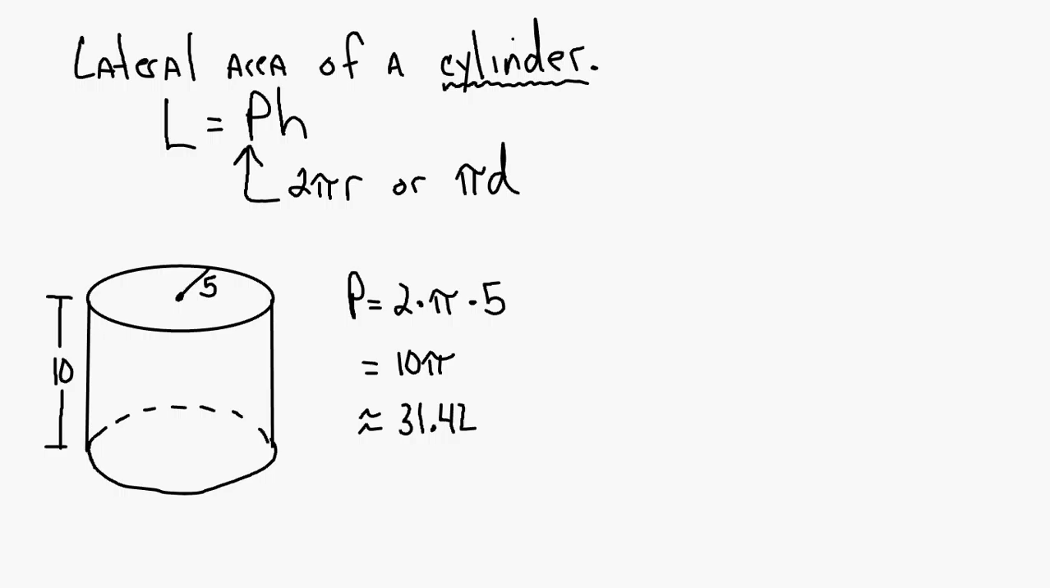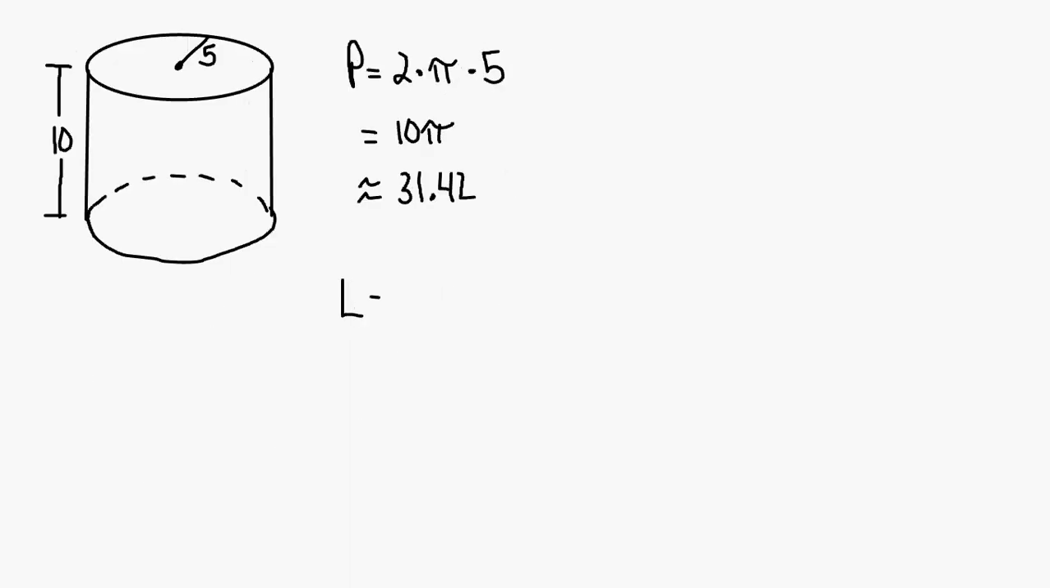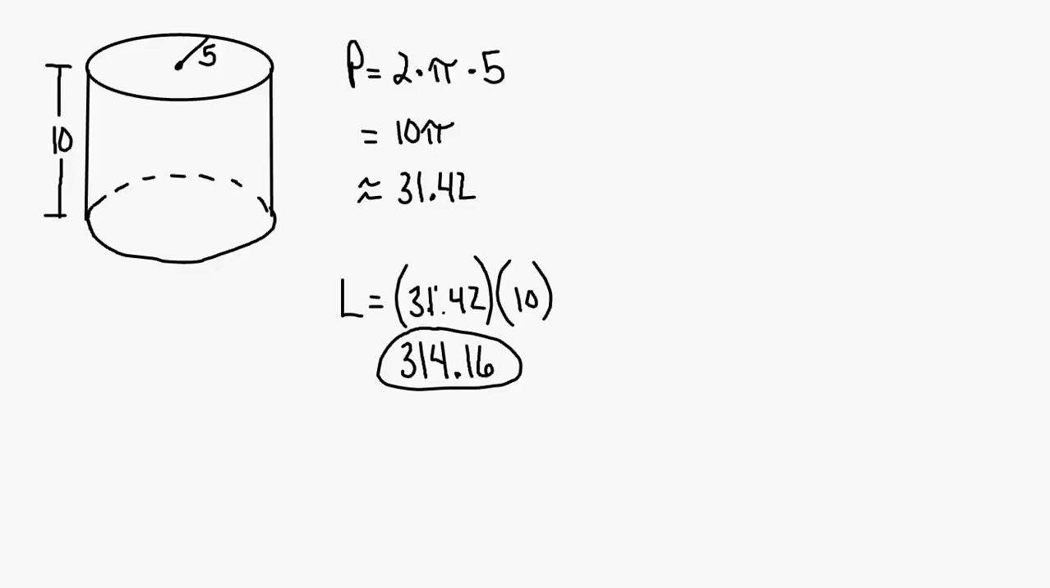So to find the lateral area of this cylinder, you multiply 31.42 times the height. So your L in this case is going to be equal to your 31.42 times the height of the prism, which is 10. And that number's still sitting in your calculator, so times 10 equals 314.16. Any questions there?